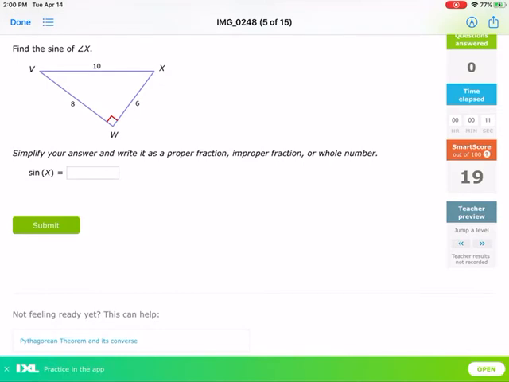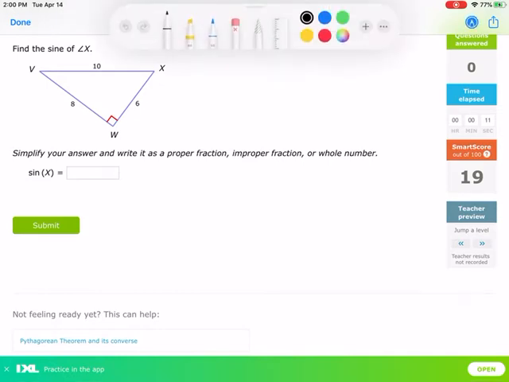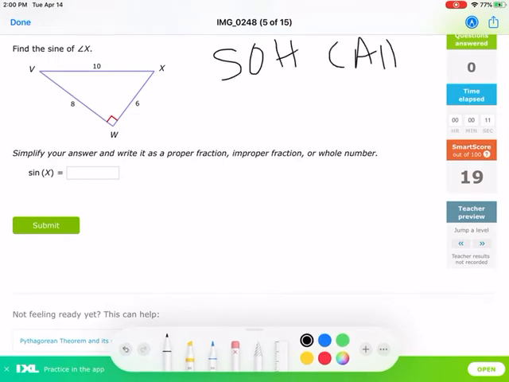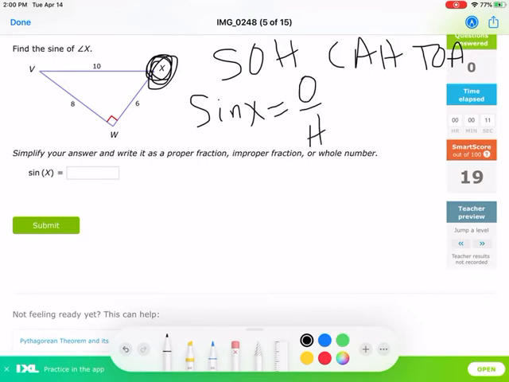The sine of x. So we know that the sine function, let me get that out of the way. The sine function is SOHCAHTOA, right? It says the sine of x. So here's x. They're giving you theta. So the sine of x is equal to opposite over hypotenuse. Let me change my color here. Opposite of x is 8. The hypotenuse is 10.